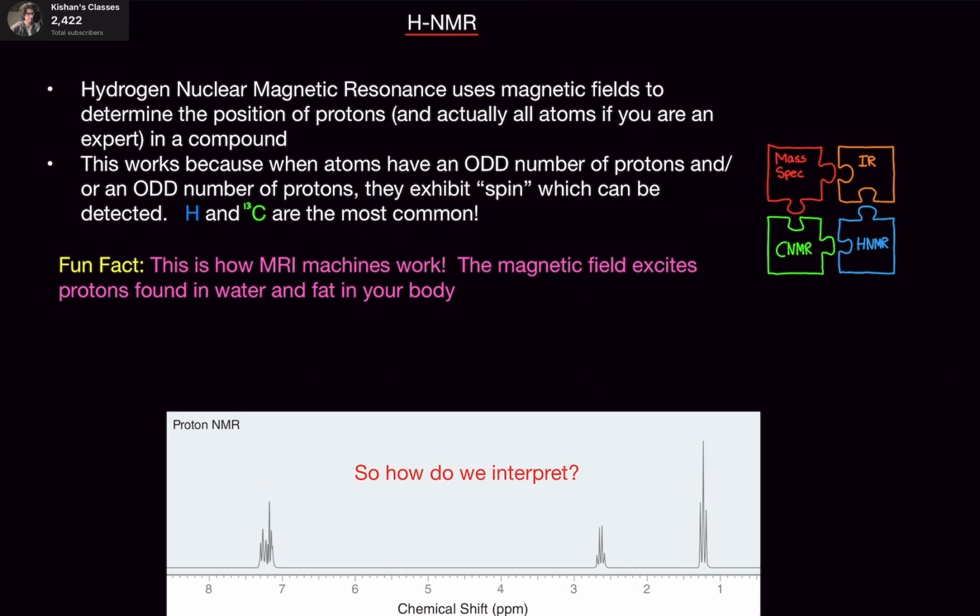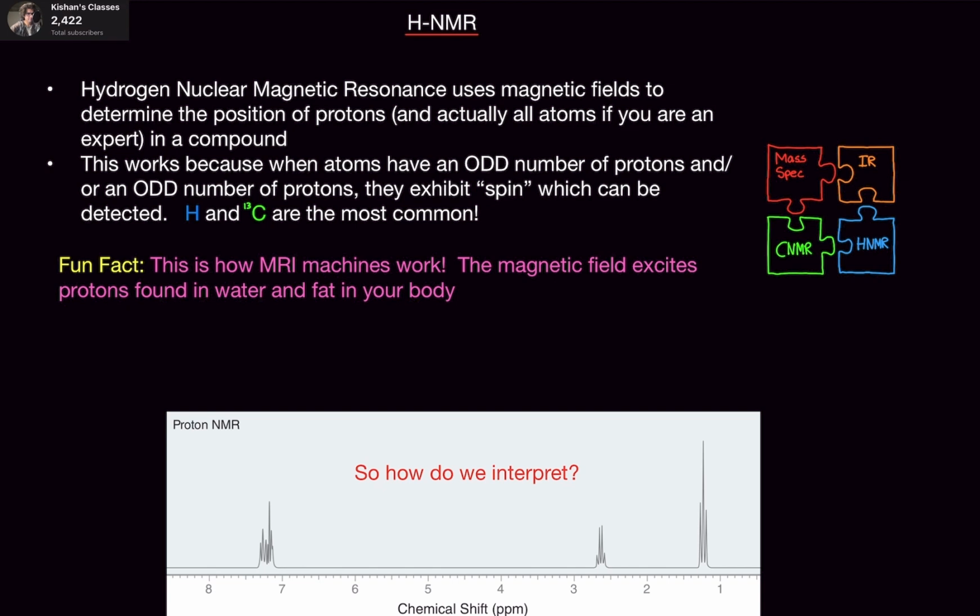Hydrogen nuclear magnetic resonance uses magnetic fields to determine the position of protons, and actually you can determine all the positions of all the atoms if you're an expert, but mainly protons. This works because protons have an odd number of protons in the nucleus. Whenever there's an odd number of protons and/or neutrons in the nucleus of an atom, they exhibit spin. This spin is what is picked up by hydrogen nuclear magnetic resonance, and this can help us determine the positions of atoms. Now, fun fact, this is how MRI machines work.